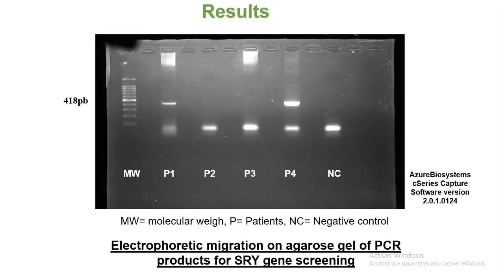For the screening of the SRY gene, we have here the result of an electrophoretic migration on agarose gel of PCR products for the SRY gene screening. So for patients P1 and P4, the SRY gene is present. We see a band at 480 base pairs. And for patients P2 and P3, the SRY gene is absent. The test is negative, confirmed by the negative control.